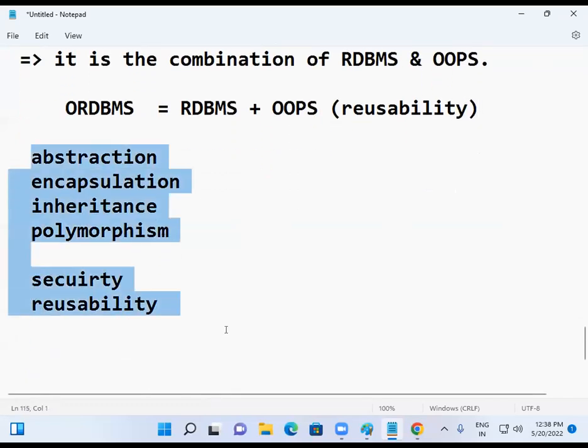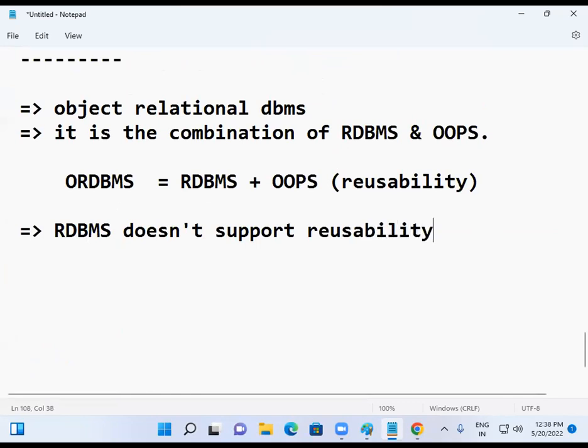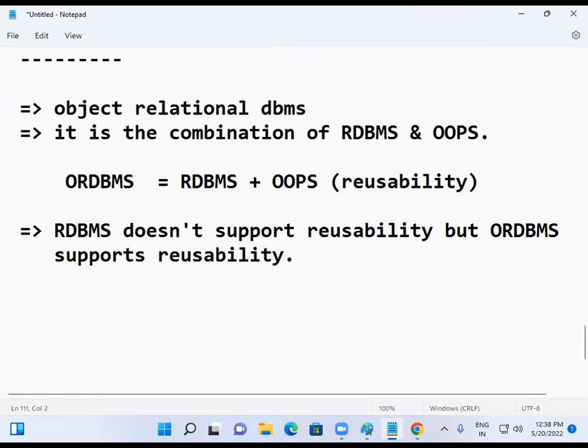Okay, so reusability is taken. What is the difference? RDBMS doesn't support reusability, but what DBMS supports is reusability. This is the main difference. It's not completely different. Just some extra features are added, and the extra features are related to OOPS. Okay? Reusability.